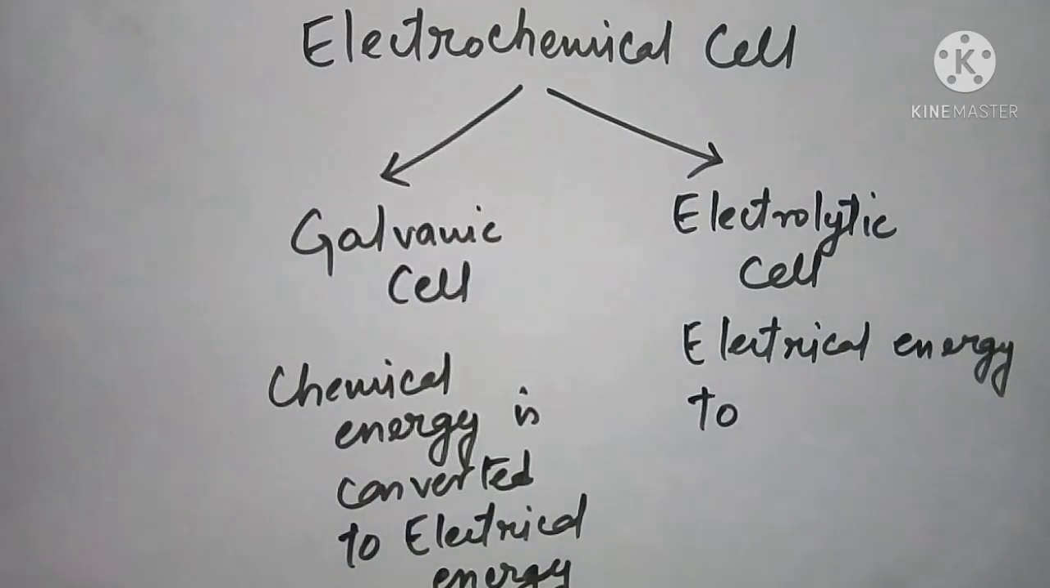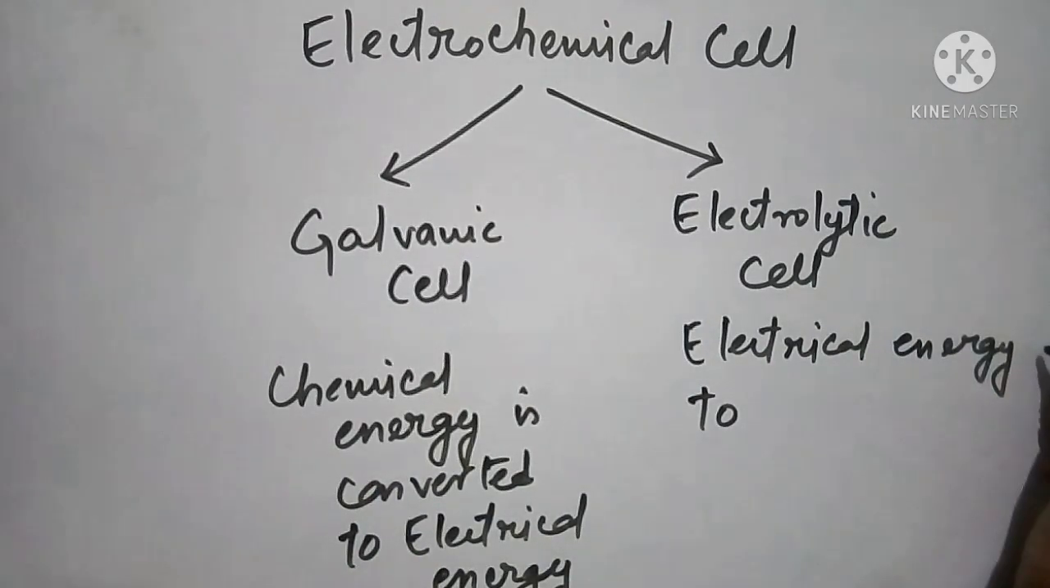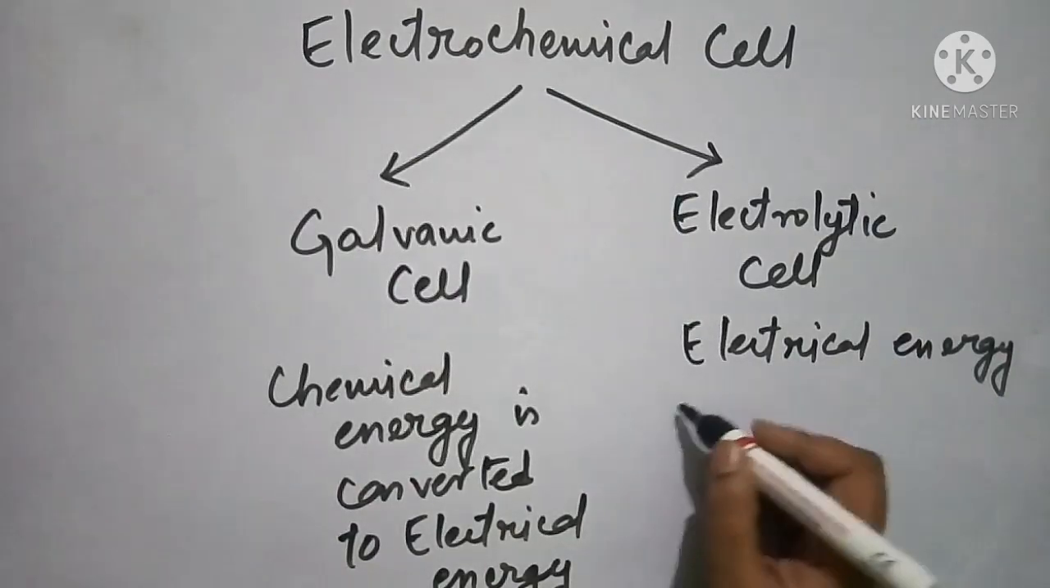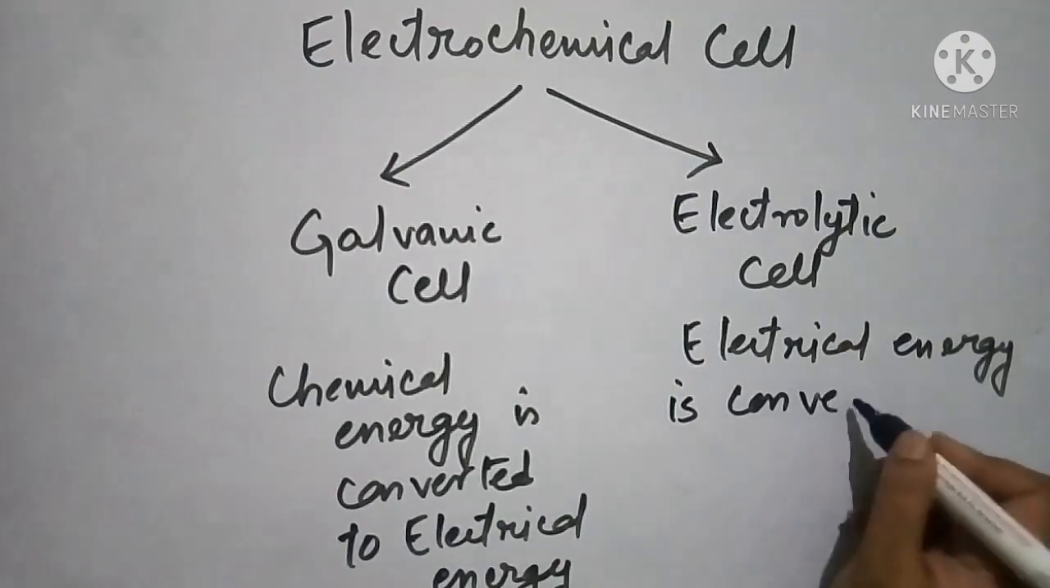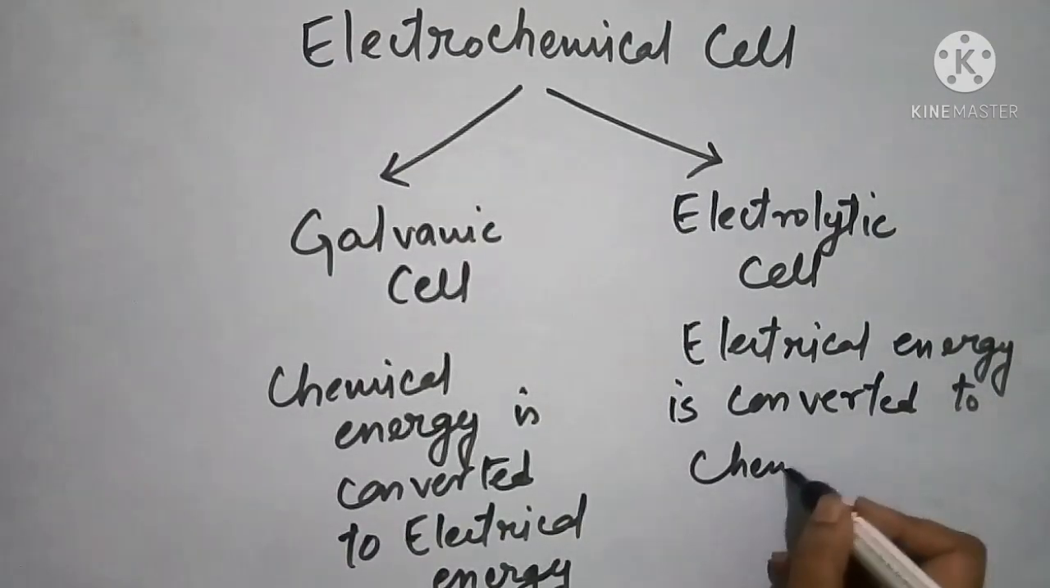So in this electrolytic cell, what is actually happening is that the electrical energy is converted to chemical energy.